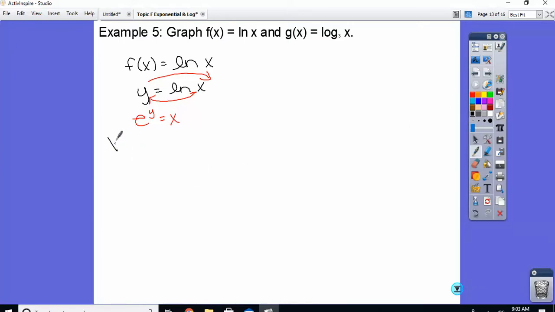If I made my t-chart, would it be easier to plug in for x or y? When we graph an exponential, what three things do we plug in? -1, 0, and 1. So I'm going to put those in for my y. E to the -1 is 1 over e. E to the 0 is 1. E to the first is e.